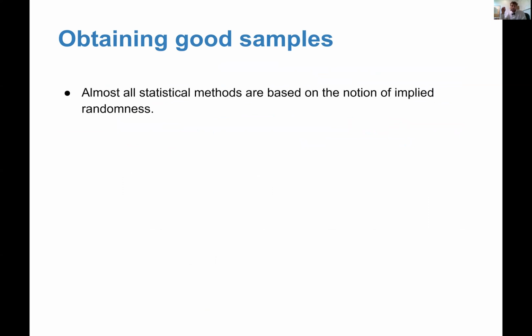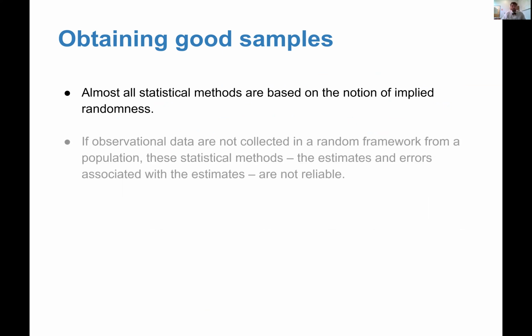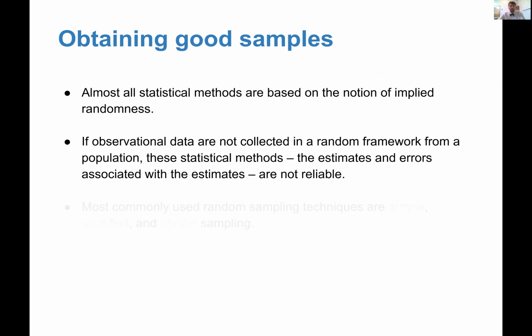Almost all statistical methods are based on the notion of applied randomness. Okay, so almost everything we do in this course is going to work from applied randomness. If observational data are not collected in a random framework from the population, nothing we do in this class will work. Okay, so we're assuming randomness for all the stuff we're going to learn in this course. And so if you have a sample that's not random, then none of our tools work. Okay, so that's why it's so important to get a random sample.